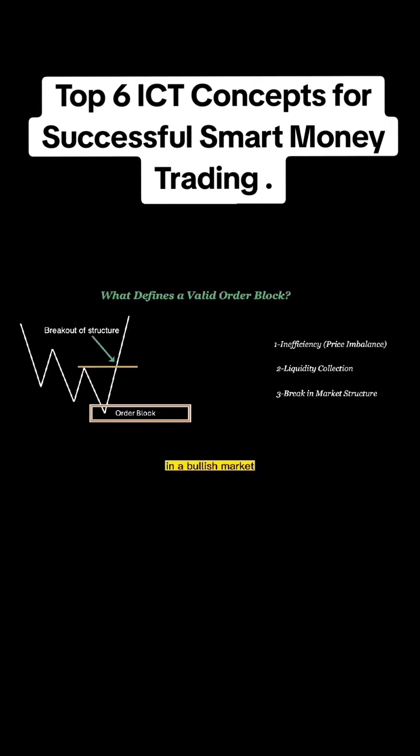In a bullish market, when price breaks above a significant previous high, the point where the price originated from becomes an influential demand area, known as a bullish order block. Conversely, in a bearish market, when price breaks below a key low, the area of supply that caused the breakdown becomes a bearish order block.